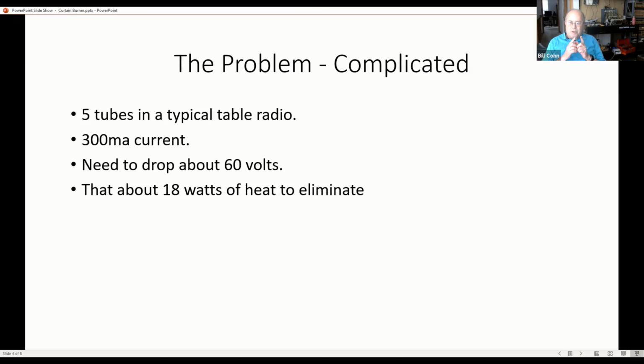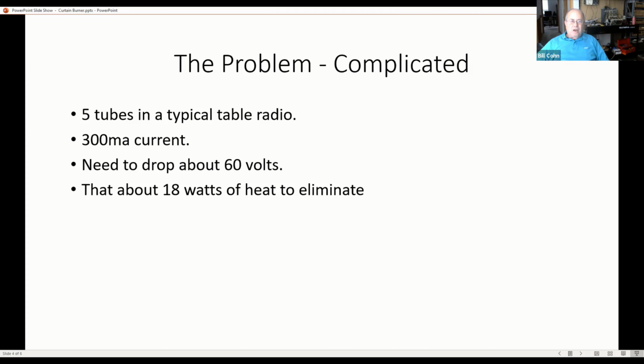Typically, in most small table radios, and Art had lots of pictures of them, you would end up melting some of that pretty Catalin. It wouldn't be very good. You just really can't do that. You could put an 18-watt resistor in a little box somewhere else. That's one way of doing it.